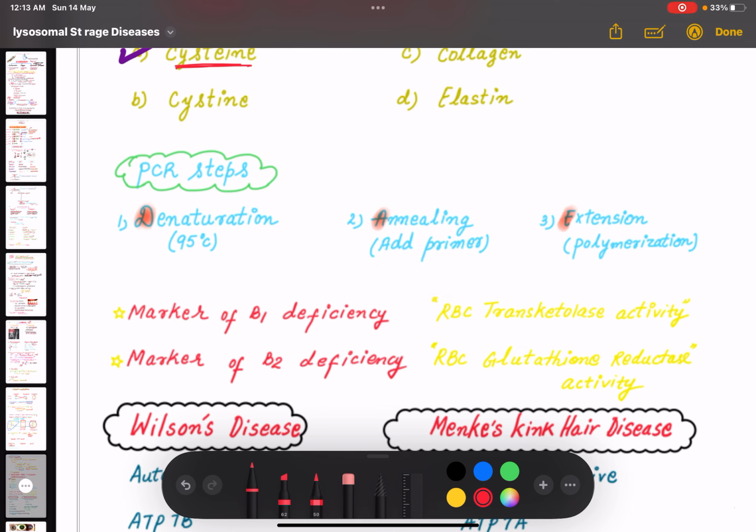Remember that what are the PCR steps? The mnemonic is DAE, die. The first one is denaturation, which occurs at 95 degrees Celsius. Then annealing, where we have to add primer. And the third step is extension, where the polymerization of the DNA occurs. In PCR, what we do is actually we make multiple copies of DNA.